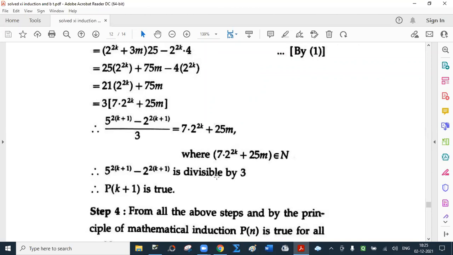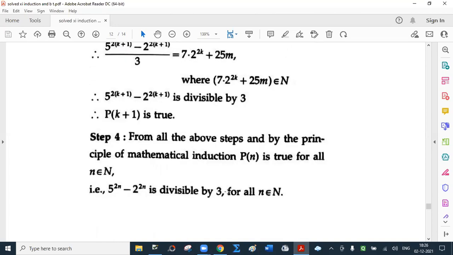So in the fourth step, you have to say from all the above steps and by the principle of mathematical induction, P of n is true for all small n belonging to capital N. For convenience, we have denoted this by Pn. Some students may denote this differently. So it is better that we say that is 5 raised to 2n minus 2 raised to 2n is divisible by 3 for all natural values of n.